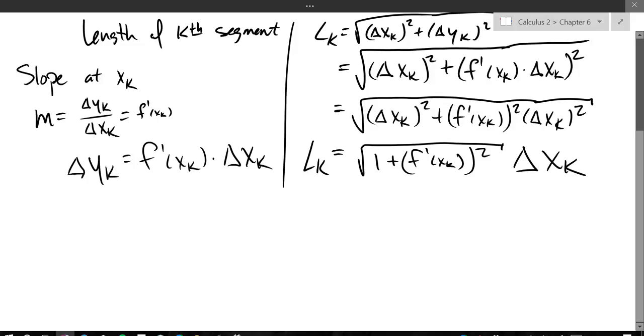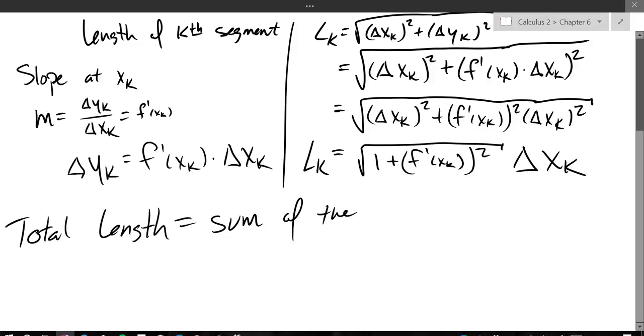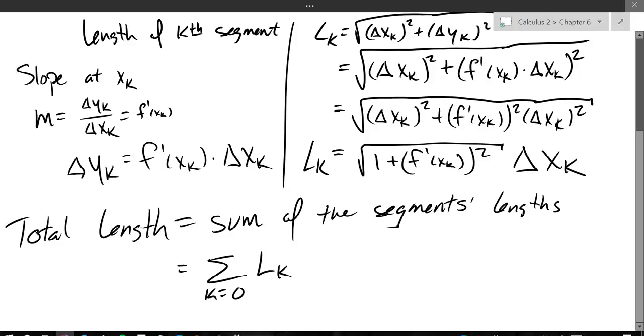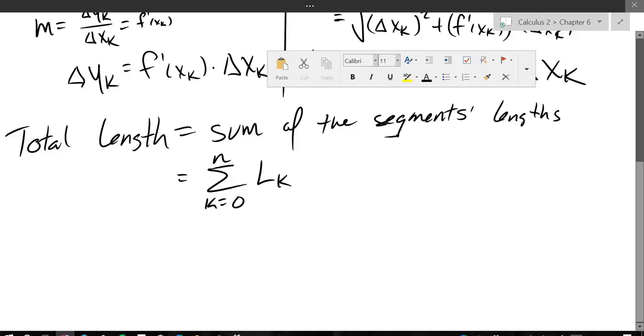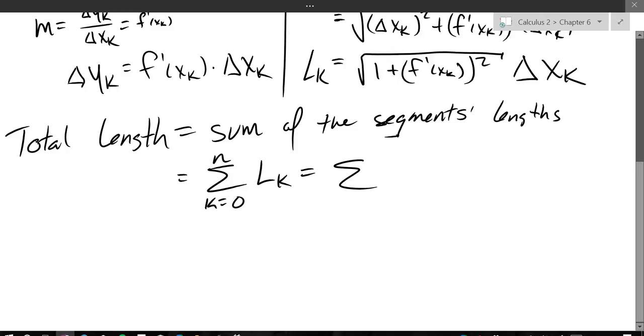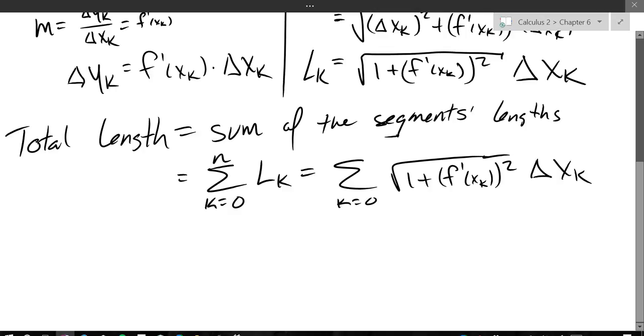How do I get the length of the entire thing? I go and add up every single line segment. So total length equals the sum of these segments. So we're going to write summation of lk, k equals 0, and there'll be n pieces. And write down the formula for this: summation of the square root of 1 plus f prime xk squared times delta xk, k equals 0 to n.